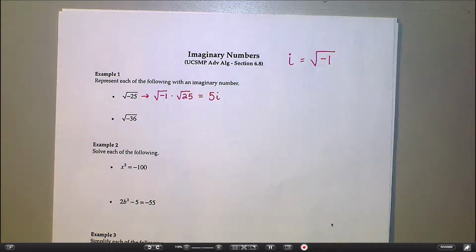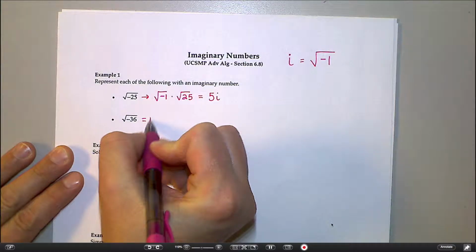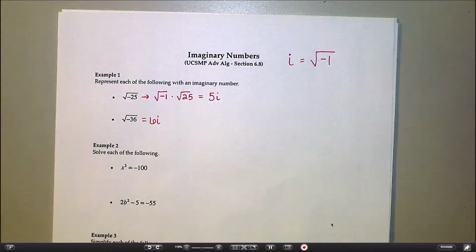So what would be the square root of negative 36? 6i, yeah. Square root of negative 36 is 6i. You okay with that? Not real earth-shattering or anything, right? Good. Okay.